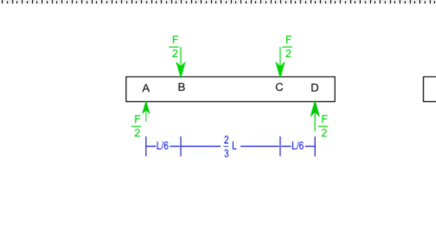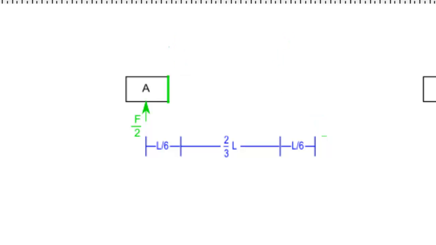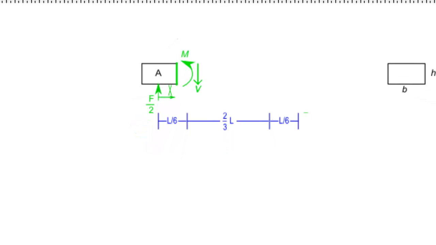In region AB, I will place an imaginary cut, a distance x from point A. On the face of this cut, a moment and a shear force will be required to ensure that the beam remains in static equilibrium. Once again, note that I have drawn the shear force and moment in the positive direction according to our previous sign convention.